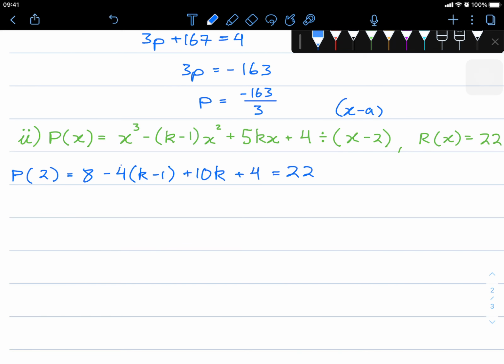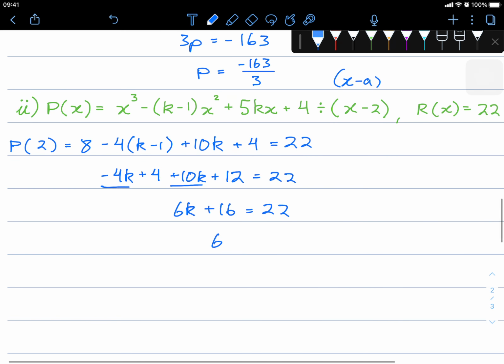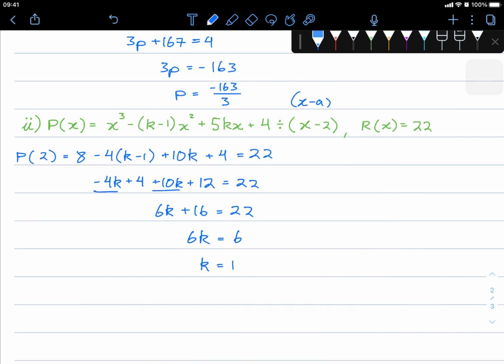Collecting like terms, actually let's expand this first here. This will be negative 4k plus 4 plus 10k plus, adding these two together gives us 12. Adding this a little bit more, the k's give me 6k plus 16. Subtracting 16, 6k is equal to 22 take away 16, which is 6. k is equal to 1.